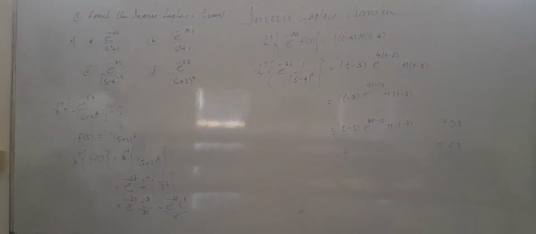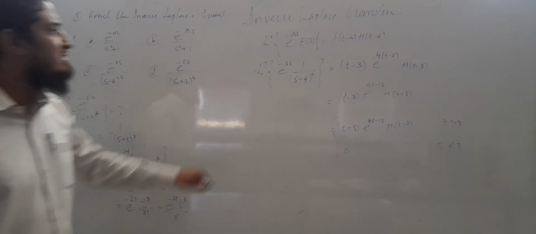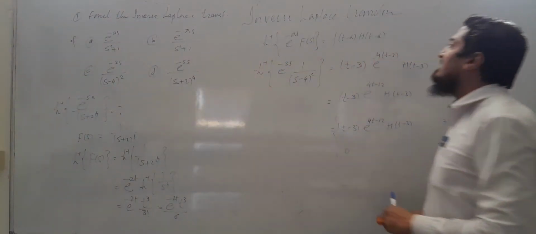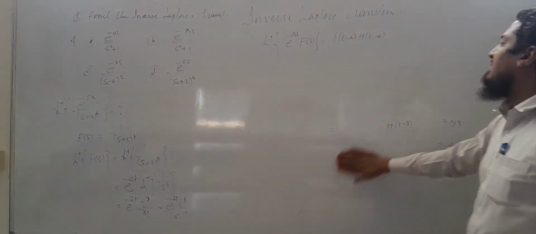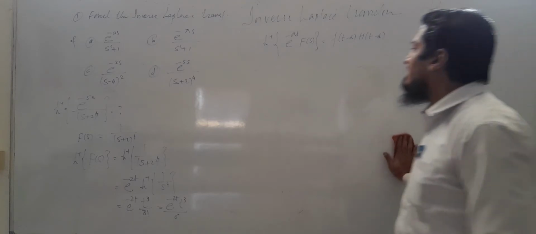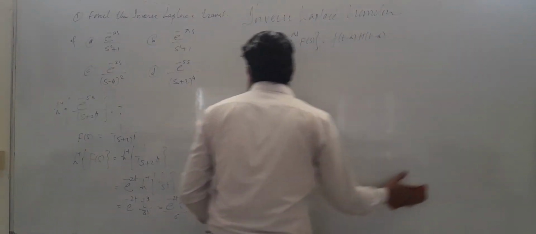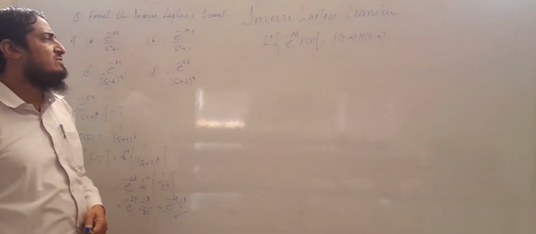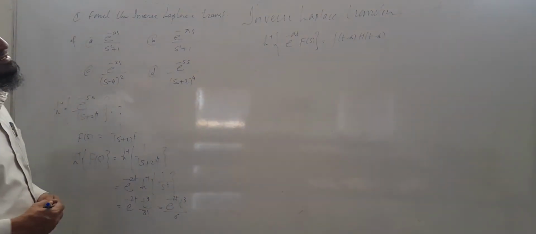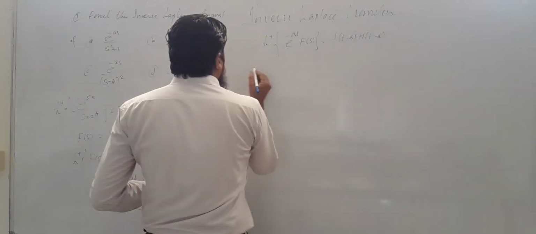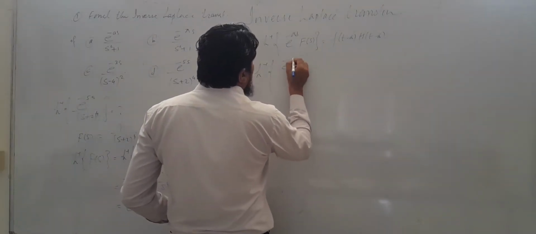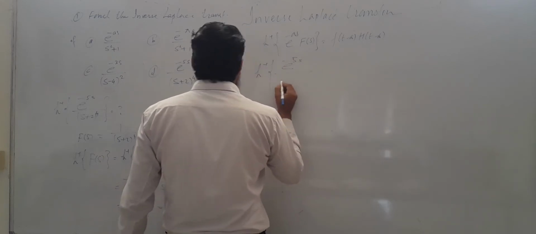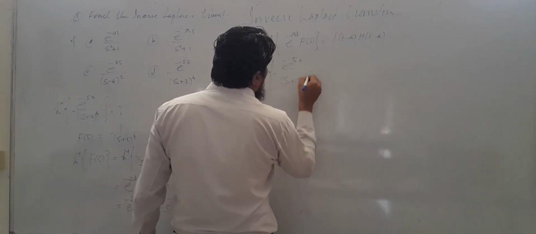Correct? Now, by using the formula, the inverse Laplace transform of e raised to minus a times F of s is equal to f of t minus a times h of t minus a, where h of t minus a is the Heaviside function, which is equal to 1 whenever t is greater than a and 0 whenever t is less than a. So applying it to our example, we will get e raised to minus 5s upon s plus 2 raised to 4.